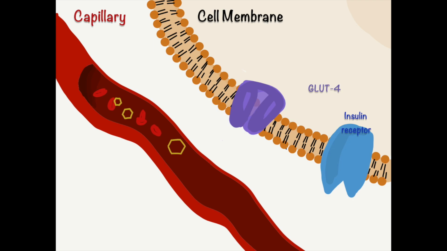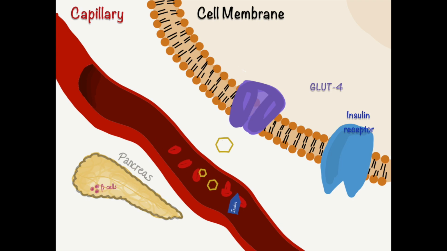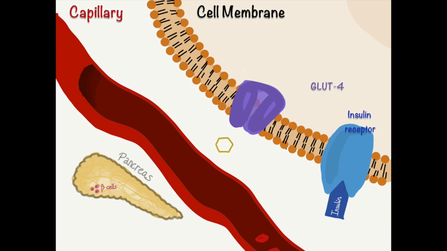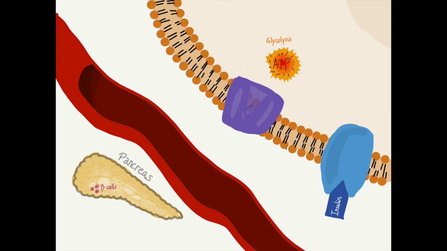energy for metabolic processes. However, in order to let glucose access the cell, we need the hormone insulin, produced by beta cells in the pancreas. Each cell has an insulin receptor that opens the channel that allows glucose to get into the cell. Then, through glycolysis, ATP is produced.